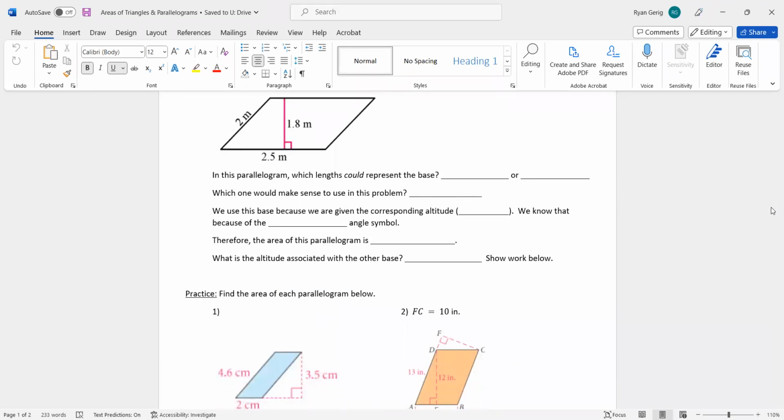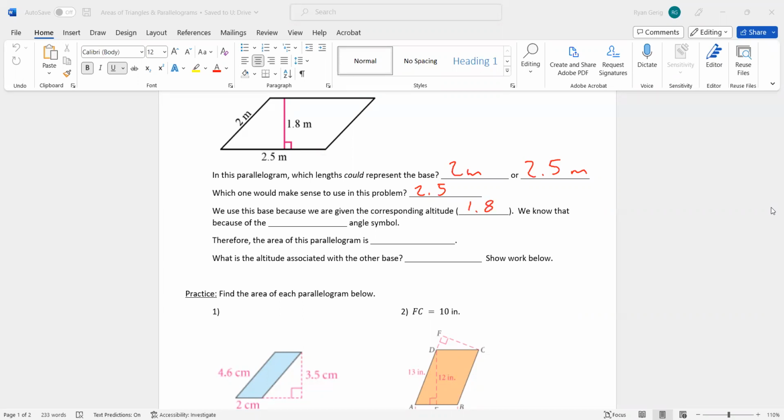So in this parallelogram, which lengths could represent the base? Well, it could be any side of the parallelogram. So I could have 2 or the 2.5. Those could be the bases, either one of them. Which one would make sense to use in this problem? Well, I'm going to tell you that the 2.5 makes sense to use. Why? We use this base because we are given the corresponding altitude. Okay, and that's the 1.8.